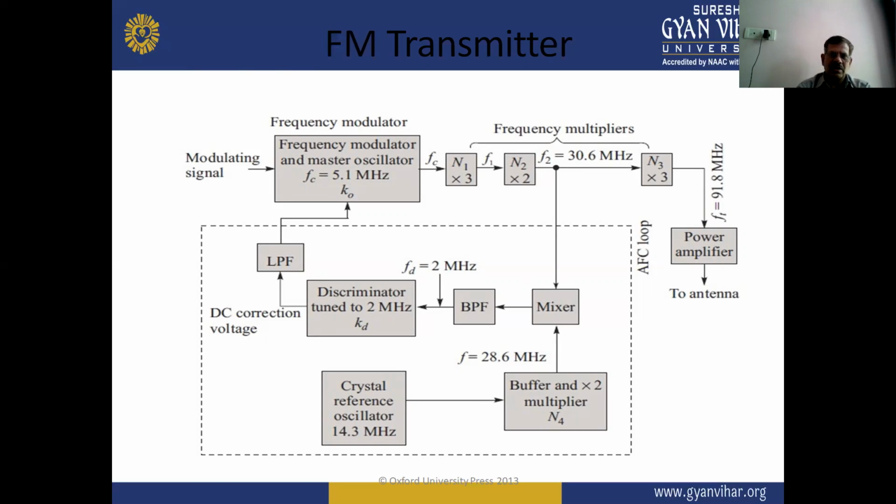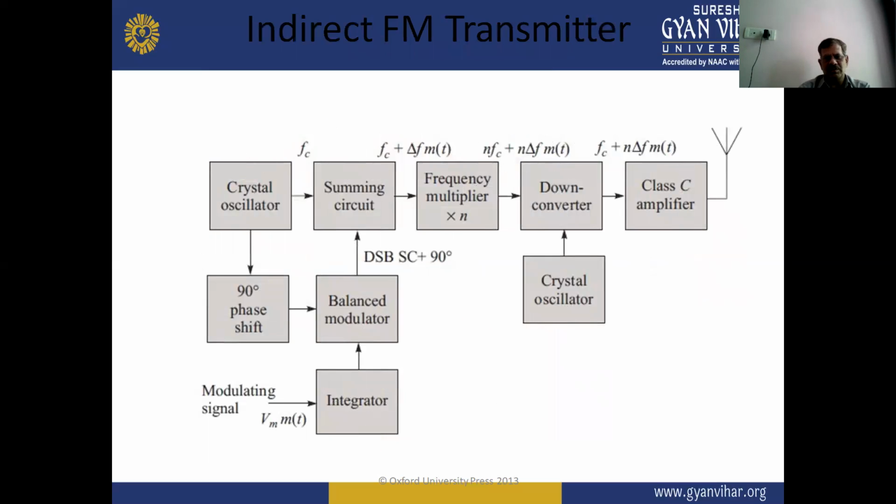So this is the frequency modulation transmitter, in which the signal is transmitted to free space with the help of the antenna.